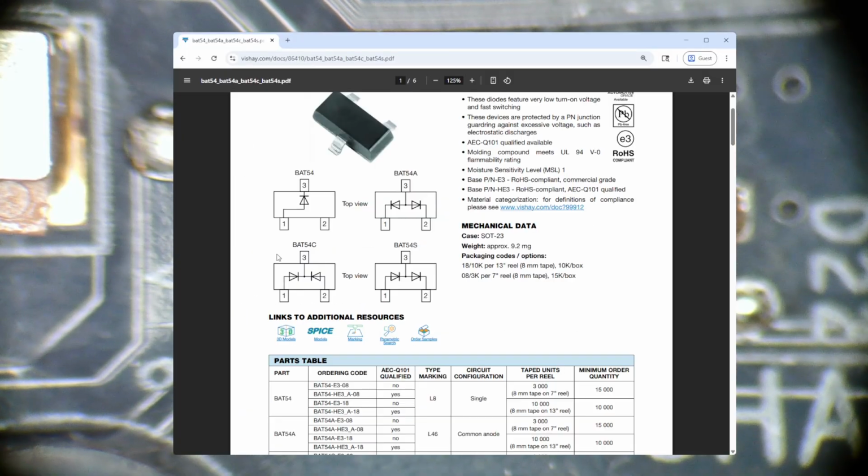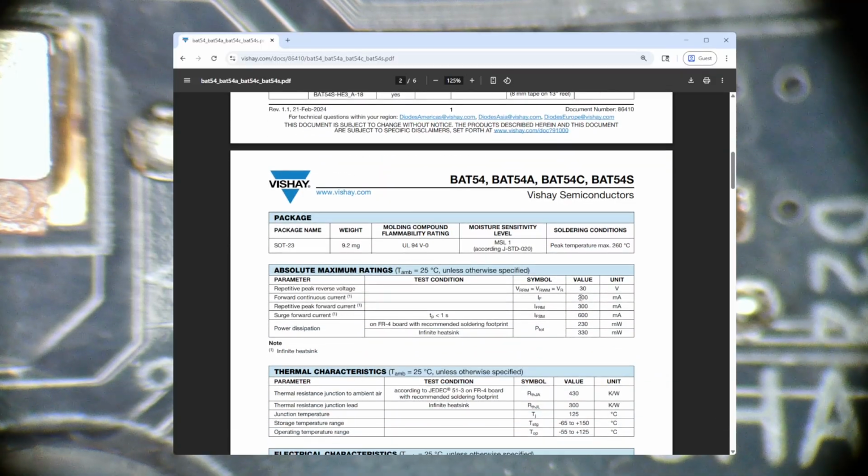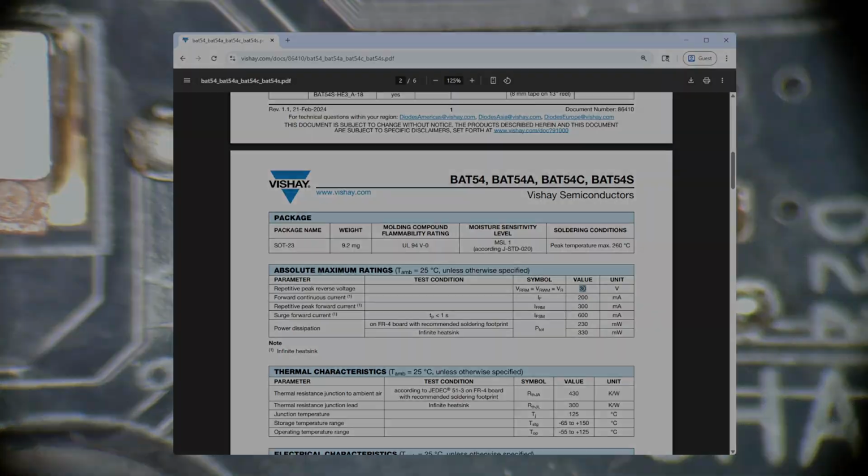So, this is the schematic of our diode. This is the common cathode diode. This pin is the common cathode and those two are anodes. So we have the characteristics: 200 milliamps and 30 volts.